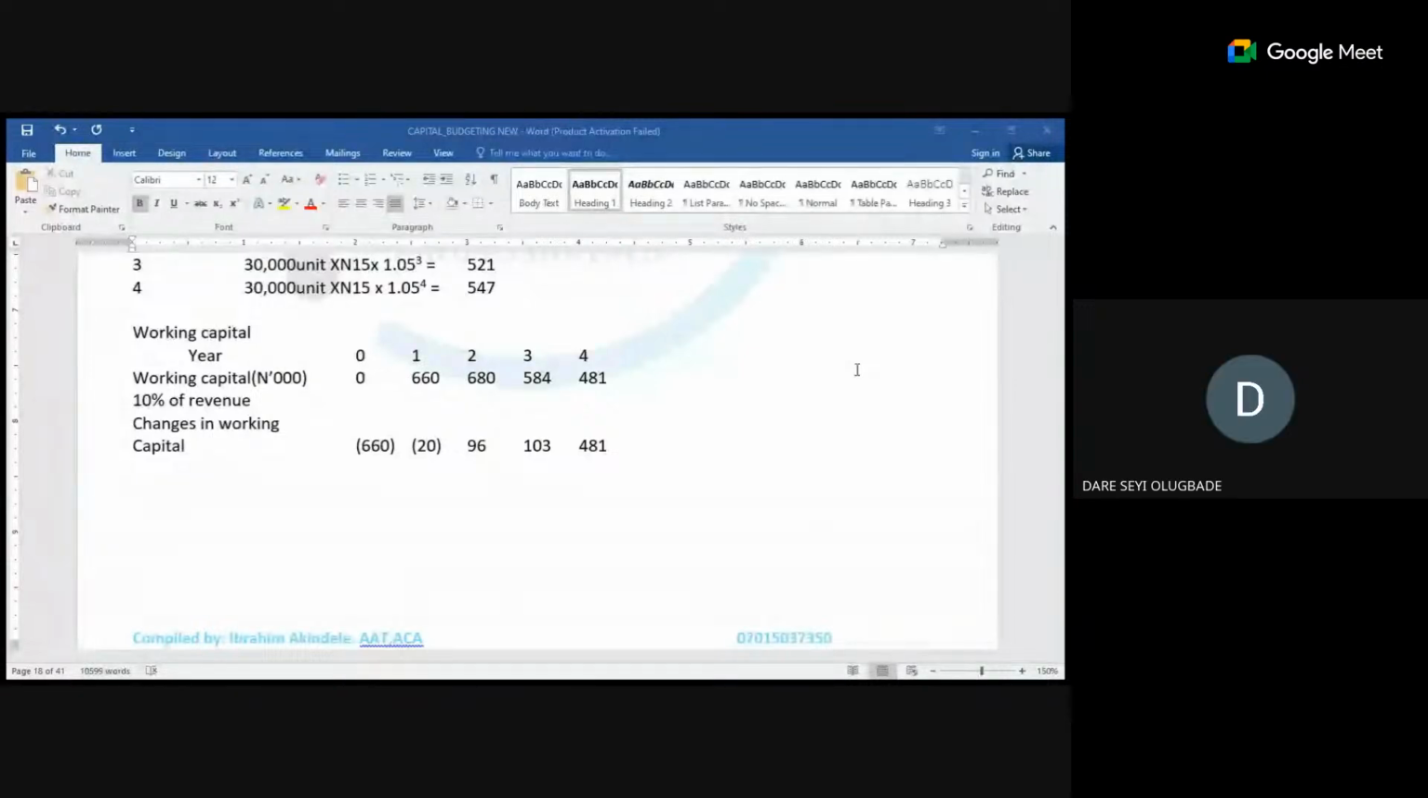What I'm saying is that in this question, they said the working capital will be available at the beginning of each year, and this is the treatment we have. Assuming they say it is to be available at the end of each year, will the treatment be different? Yes, 10%. Yes.